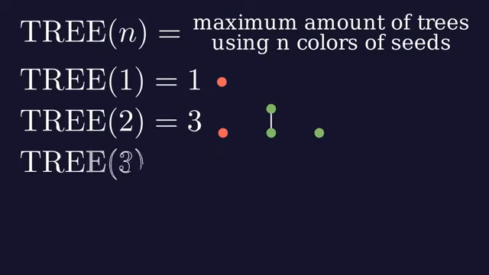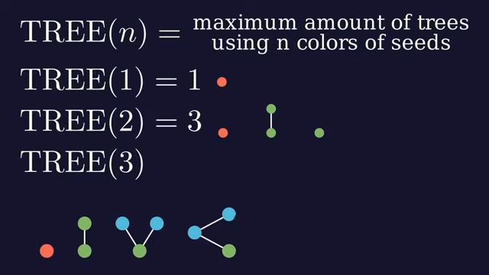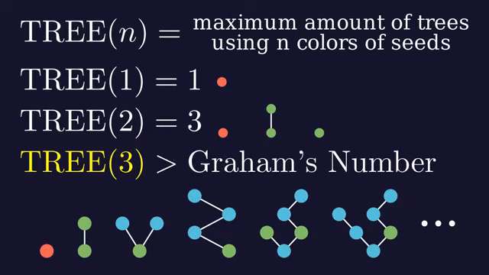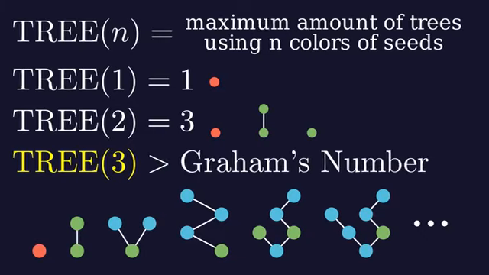Using 3 colors of seeds, we start with a tree that has only one seed. Then we can have this tree, then another one, and all of them obey the rules of the game. And we can go on, and build more and more trees. The total number of trees we can build using 3 colors of seeds is equal to TREE of 3. This number is massive even when compared to Graham's number, but we know that it is finite.